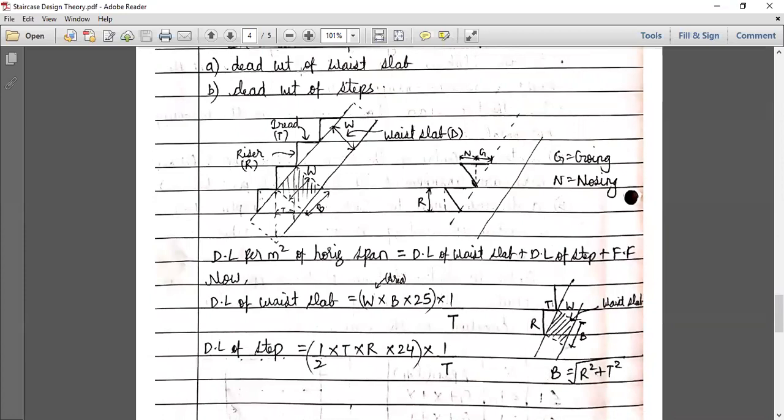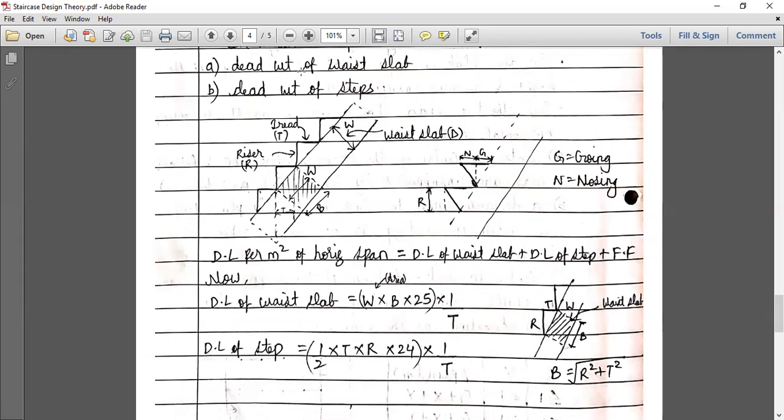Yes, sir. Okay, so I think we cannot start the numerical now. Only 4 minutes are remaining. Tomorrow we have a lecture, so tomorrow we'll start with the numericals and we'll try to finish the dogleg staircase. Remember, now you have understood the technical part: how to find out the loads, and how to find out the effective span of the staircase.